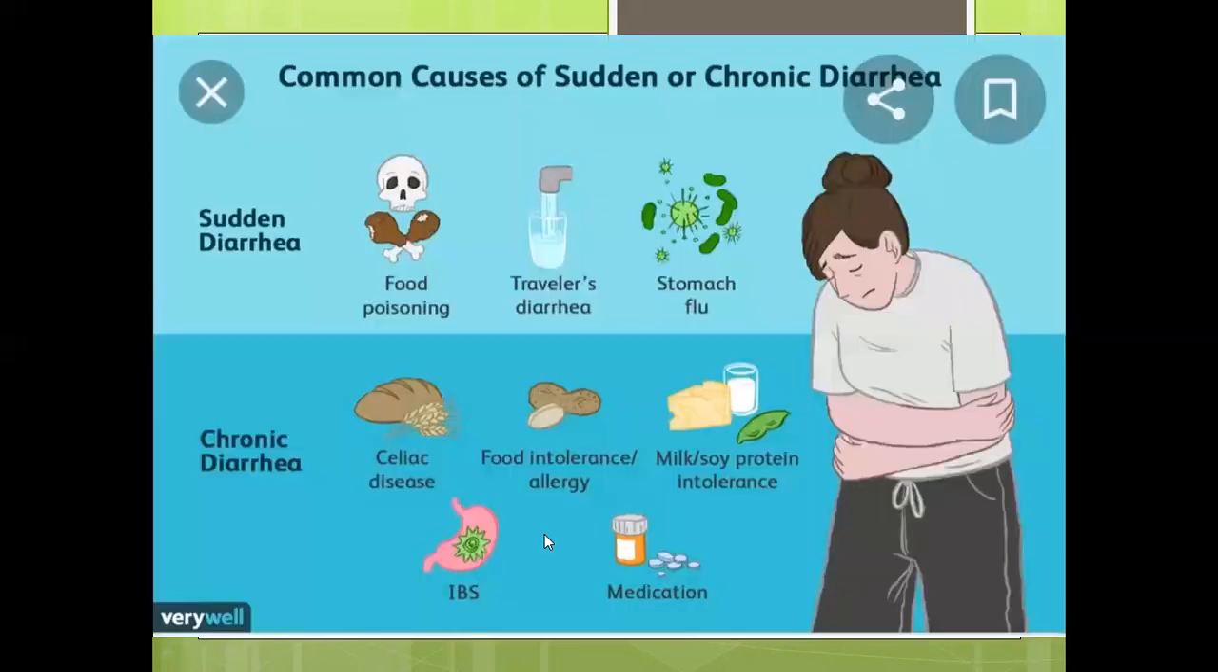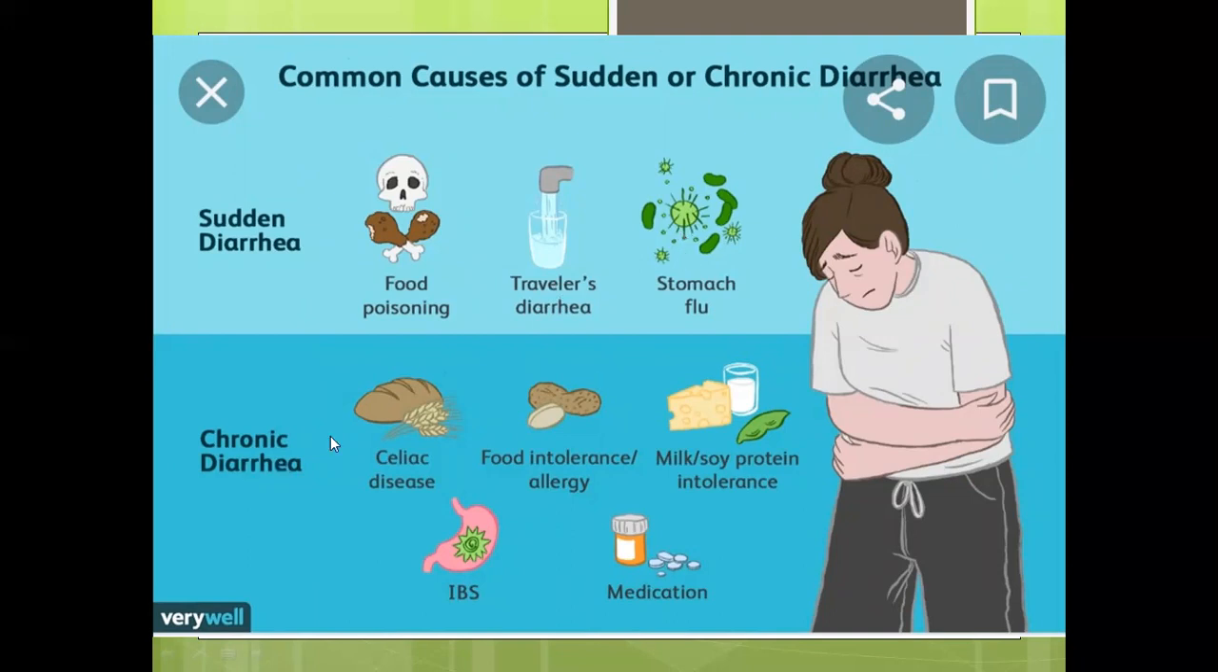There are two types of diarrhea: sudden diarrhea and chronic diarrhea. Sudden diarrhea is due to food poisoning. Travelers diarrhea, when you go to Pakistan and you drink local water, then you also suffer from diarrhea. The reason is the water quality changes, and then in turn we suffer from diarrhea. Stomach flu is a type of intestinal disease, and in this case also the patient suffers from diarrhea.